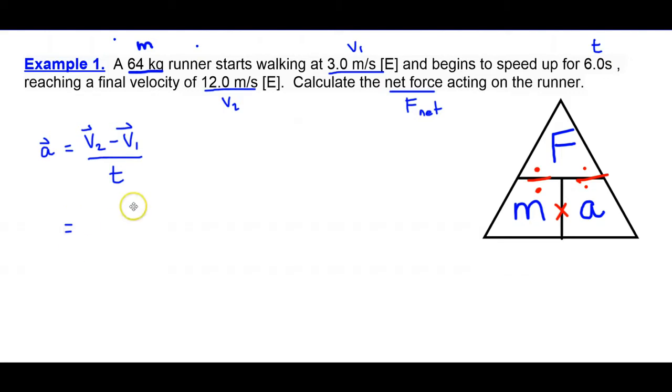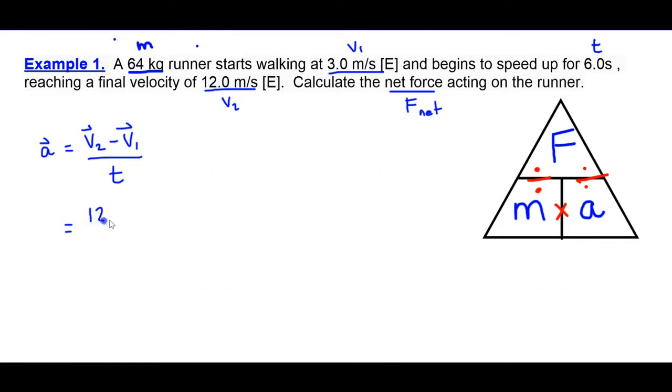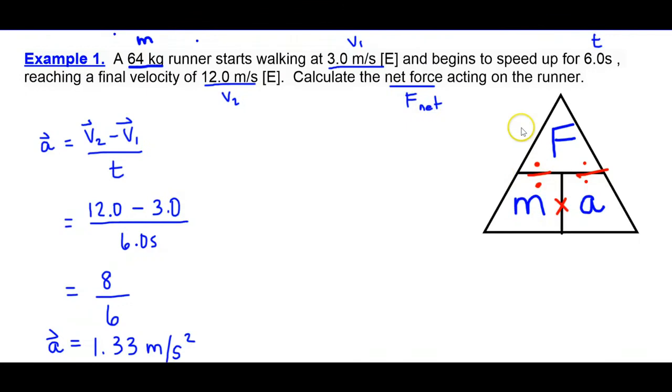And we're going to substitute these in. So final velocity is 12, minus our initial velocity, which is 3, over our time, which is 6. And we end up with 8 over 6, and a final acceleration of 1.33 meters per second squared. So what we've just found is just our acceleration. Is that what we're looking for? No. But we needed it to find what we're looking for.